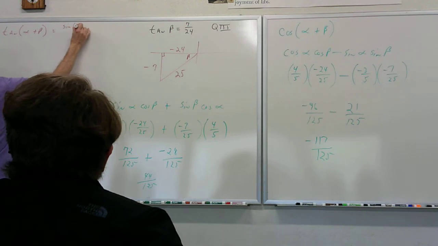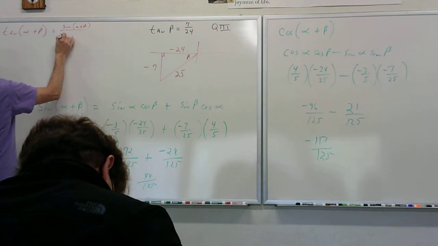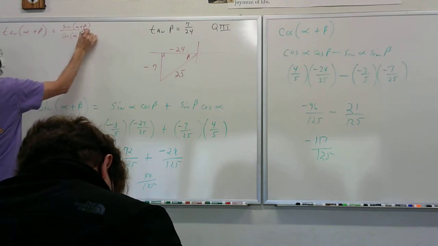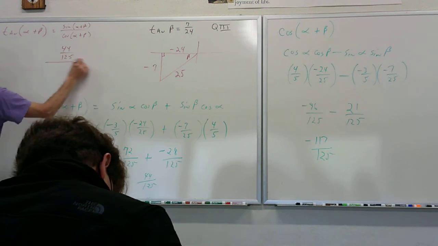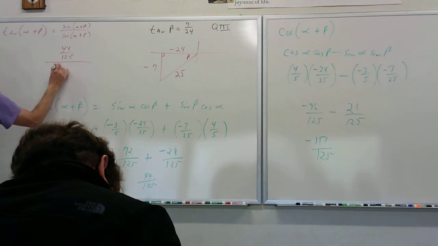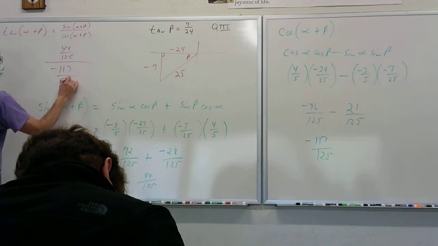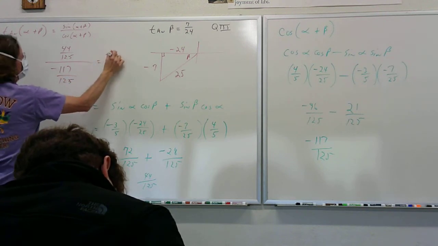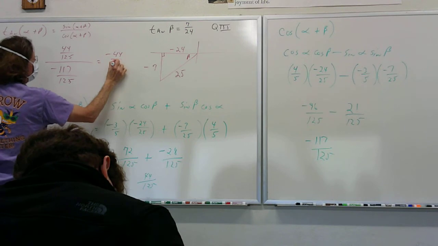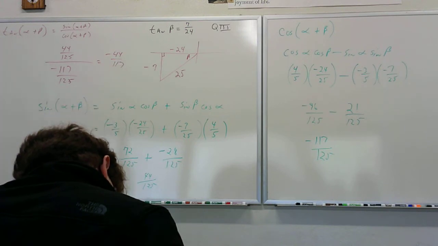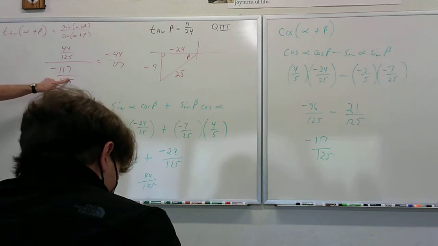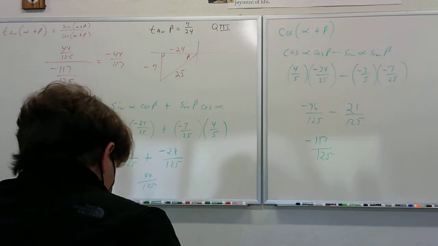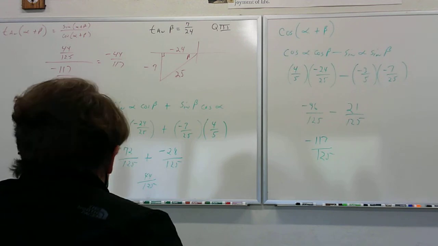Sine over what? And guess what? You've already worked those out, haven't you? Sine 44 over 125. Cosine negative 117 over 125, and that reduces to negative 44 over 117. Multiply the top and bottom of the fraction by 125, and then move the negative sign up. So finding tangent is pretty easy to do if you've already found cosine and sine.